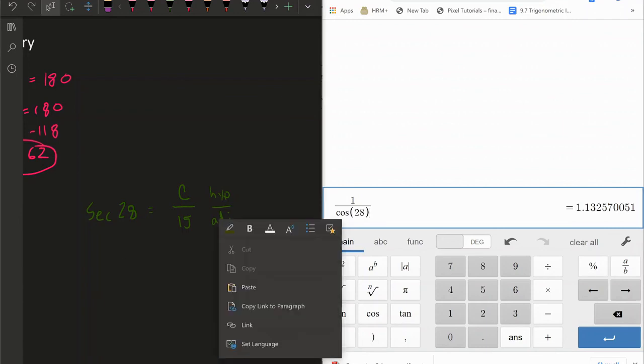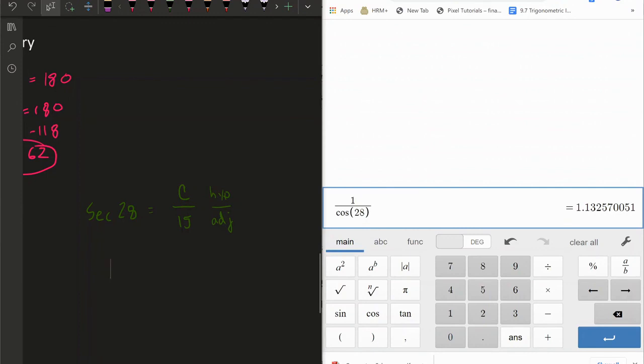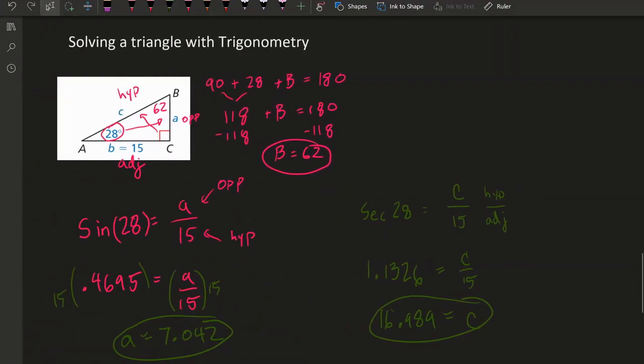And that's 1.1325. So I get 1.132, and we'll round that to 1.1326 equals c over 15. And then we'll just take that and multiply it by 15 on both sides to get 16.989 is equal to c. And now we've got the final value for our triangle. Our triangle is solved.